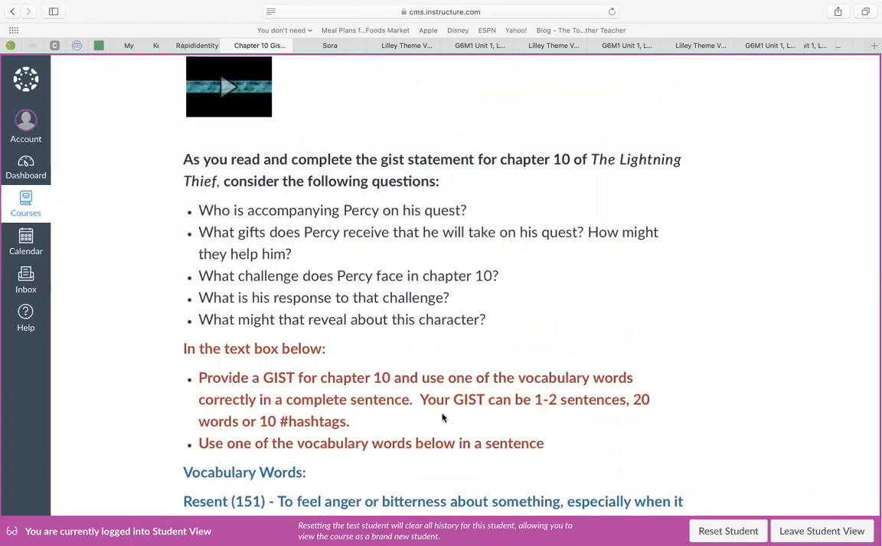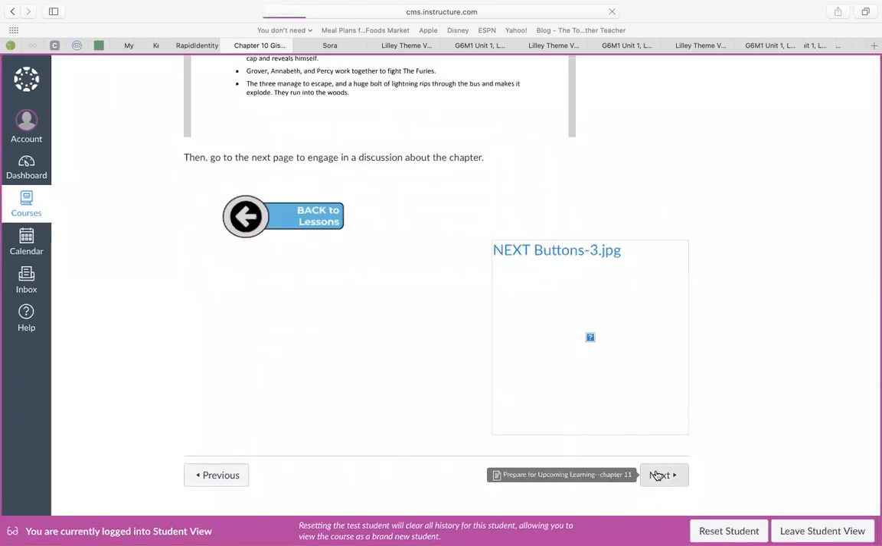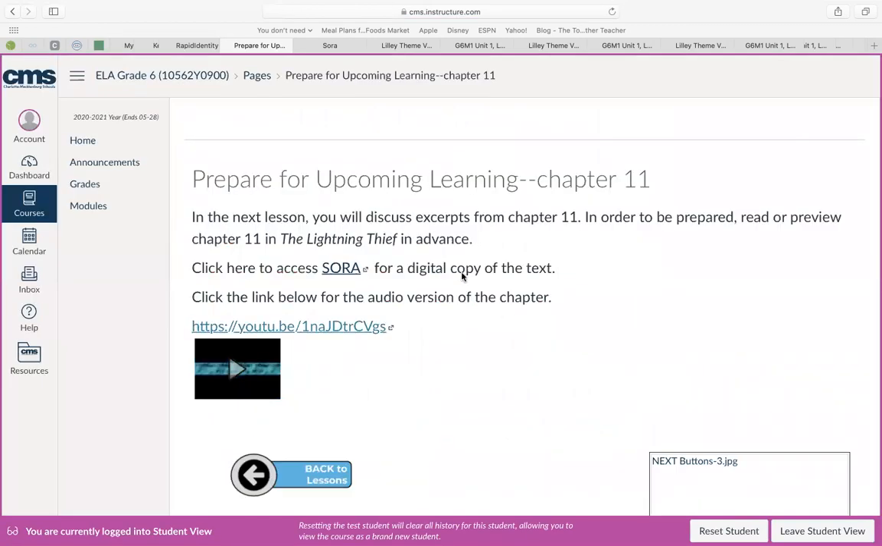When you're finished with your gist assignment, you'll click next, and it has a prepare for upcoming learning slide, which is just telling you to read chapter 11 in advance so that you are ready to discuss it in class on Monday. All right, guys, that is all the work we did in class.